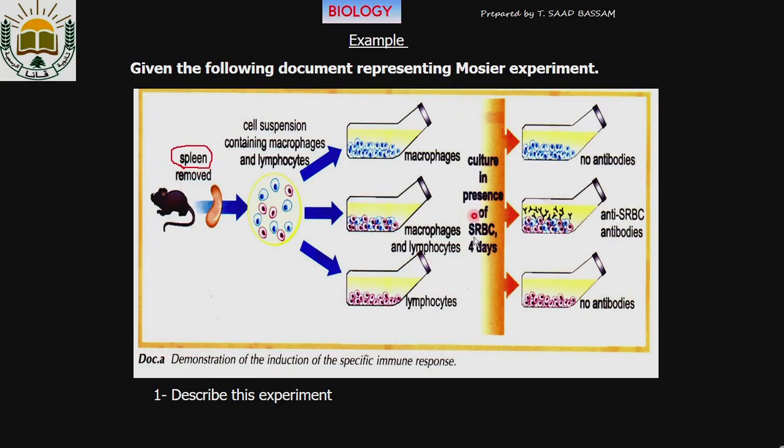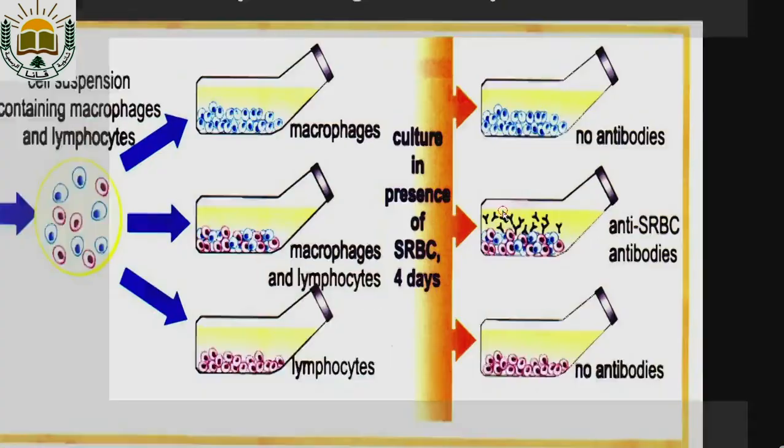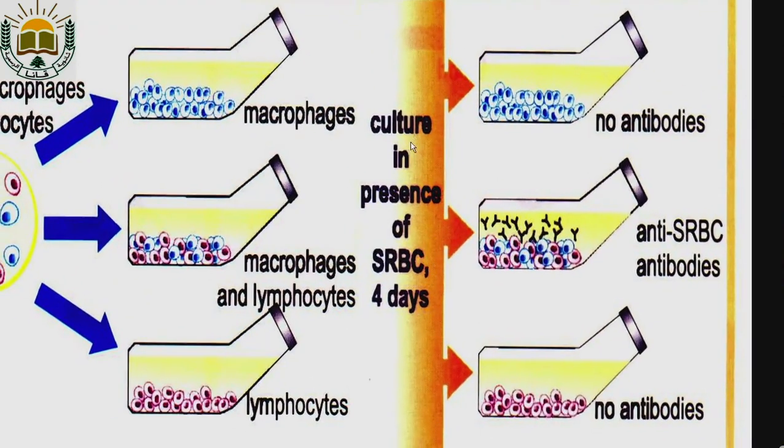Now, what do we have here? Let us read them. Here we have this culture in the presence of SRBC. 4 days. Culture. In Arabic, culture means زراعة. We say we are culturing the cells. Professor, what does culturing mean? Do I dig in the ground, put the cells and add water over them? No. In order to culture cells, we put the cells with nutrition, so the cells will multiply. Only this. We put the cells with food.